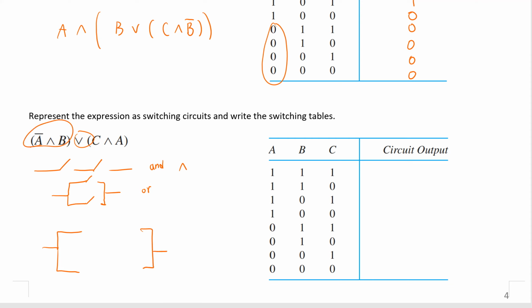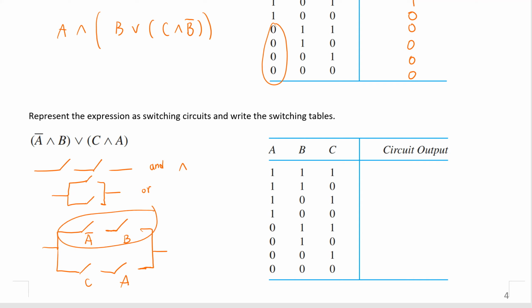One way is A complement, A bar, and B. So B here, A bar right here. The other way, C and A. So we have C and A. So that is the switching circuit. So far, so good, everybody? Okay, let's see.